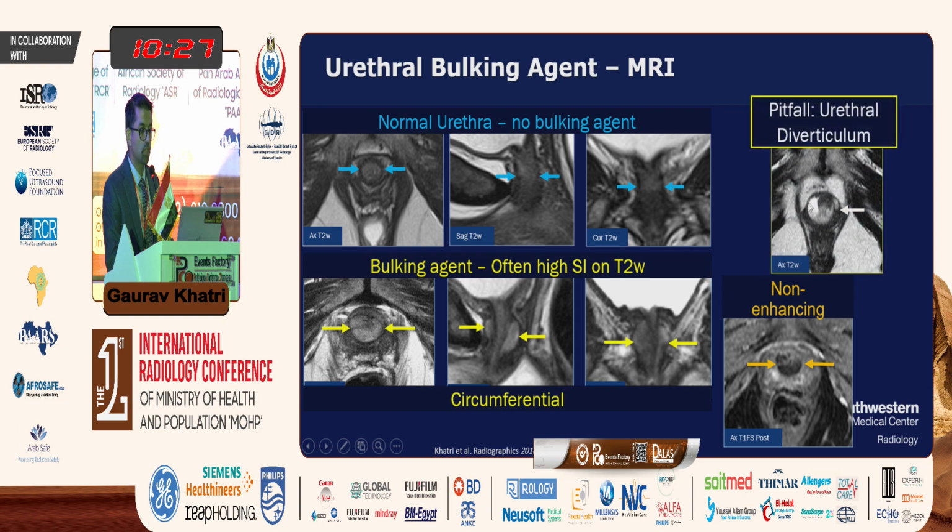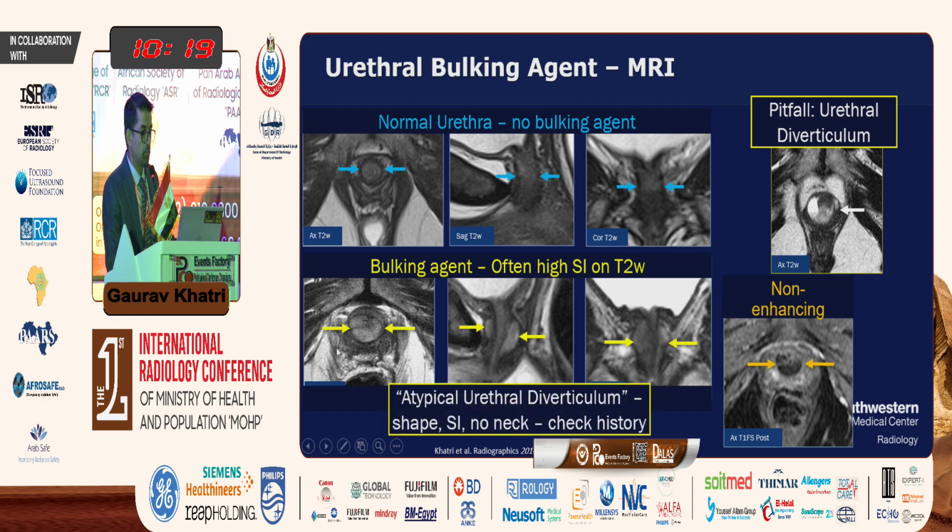Unfortunately, it can often look like a urethral diverticulum. So that is a pitfall you have to worry about when you look at this. Is it a urethral diverticulum or is it a bulking agent? And then whenever you see something that doesn't look quite as bright as fluid, it may have a slightly odd shape to it, and now you don't see a neck coming from the urethral lumen, you check the history, it actually may be bulking agent and not a urethral diverticulum.